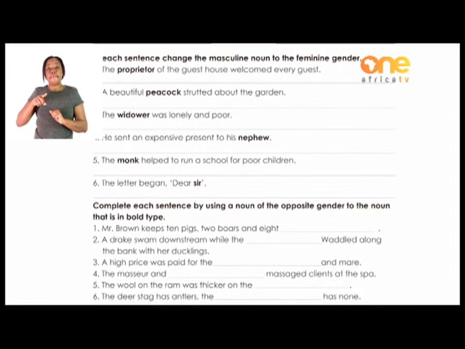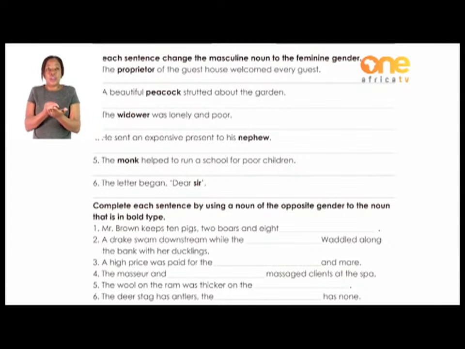So each word which is bold is in masculine, is in male gender. Now change it to a female. If it was a girl or if it was a woman, how will you call that word? Or how will you call that gender? Number 1, the proprietor of the guest house welcomed every guest. The proprietor is the word which is bold in that sentence. So, the proprietor is the owner of the guest house. Proprietor refers to an owner. Is the owner of the guest house. So this one is a man.